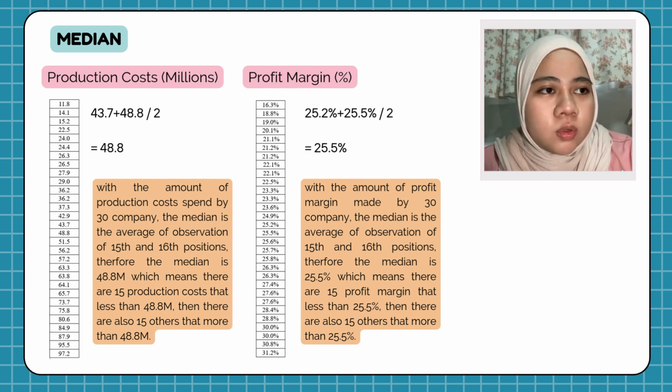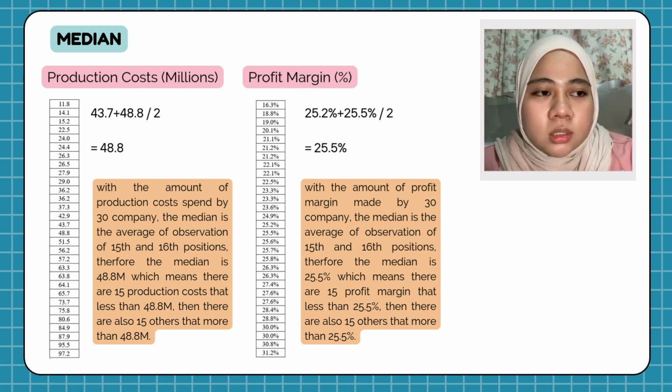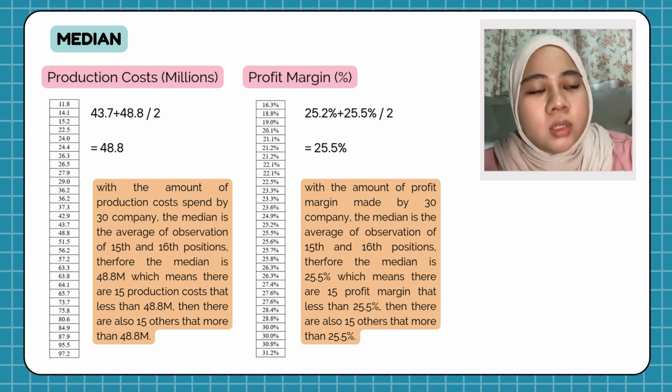While for profit margin, I get 25.5%. As you can see here, with the amount of profit margin made by 30 companies, the median is the average of the observations at the 15th and 16th positions. Therefore, the median is 25.5%, which means there are 15 profit margins that are less than 25.5%, and there are also 15 others that are more than 25.5%.